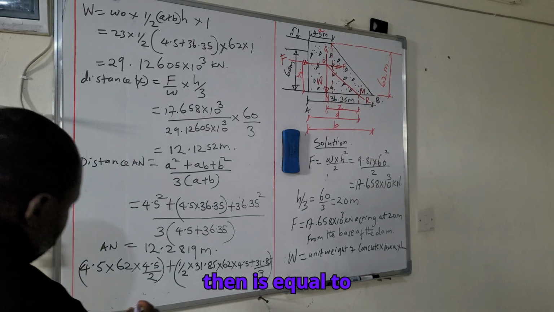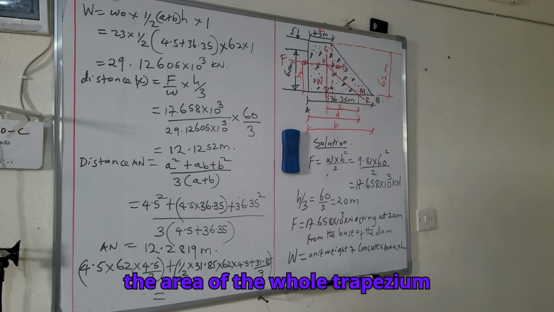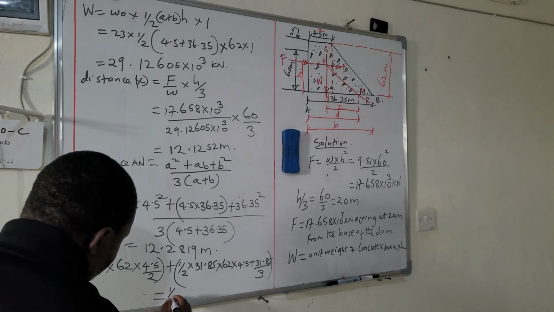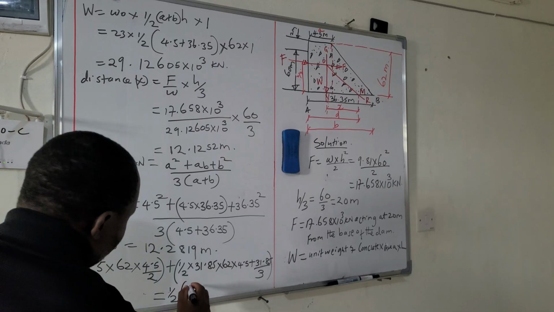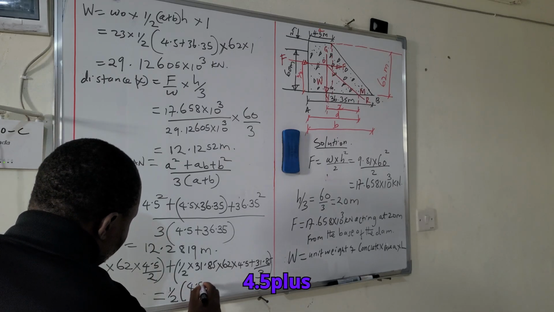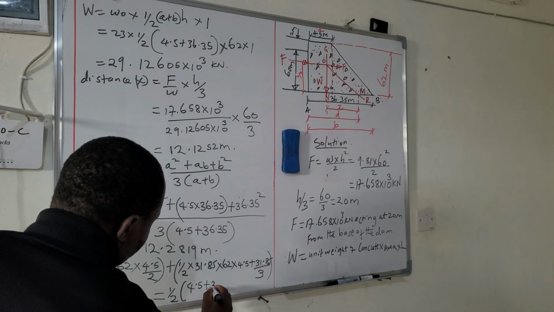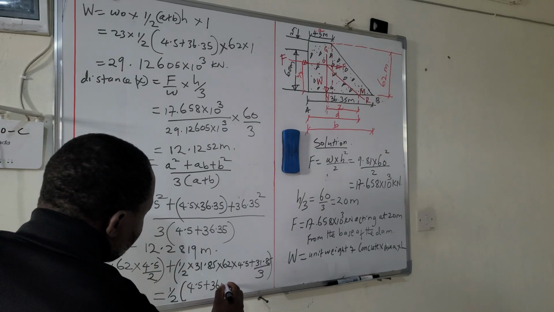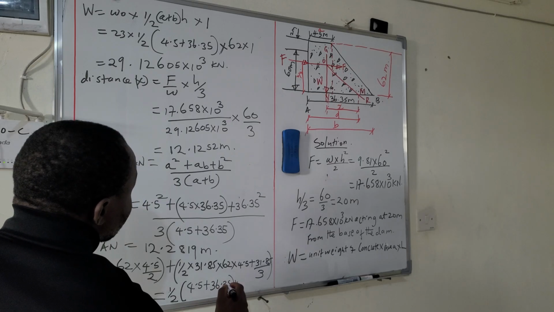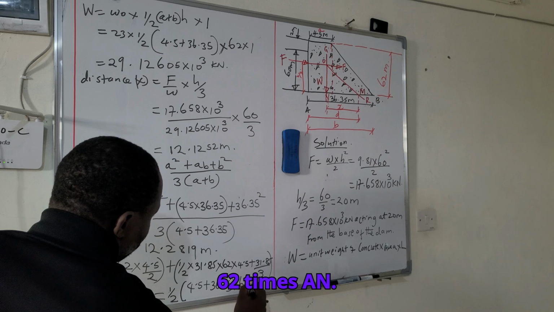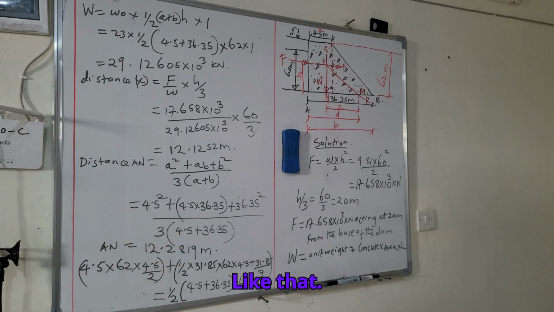Then this is equal to the area of the whole trapezium, which is a half into bracket a plus b, 4.5 plus 36.35, times 62 times AN, like that.